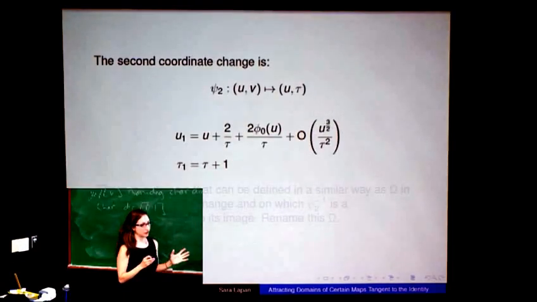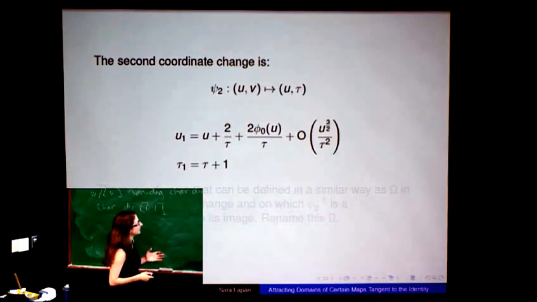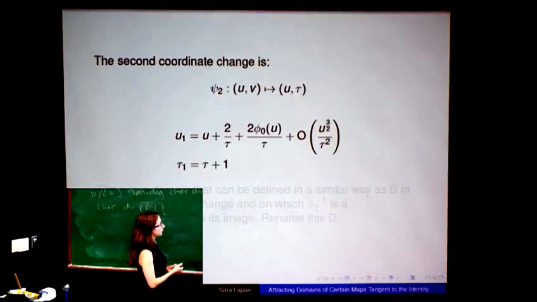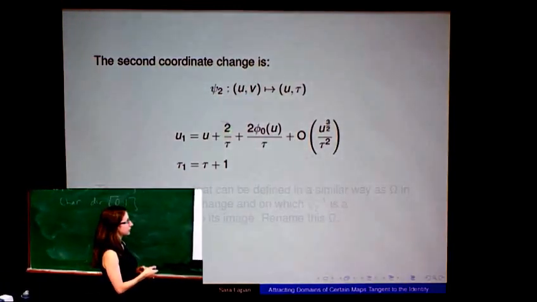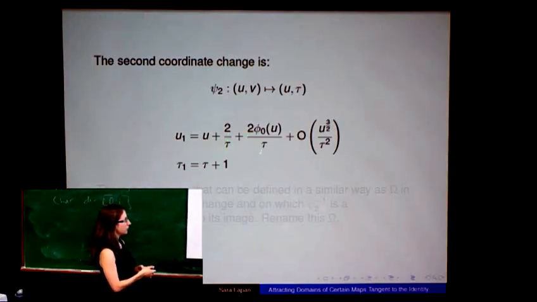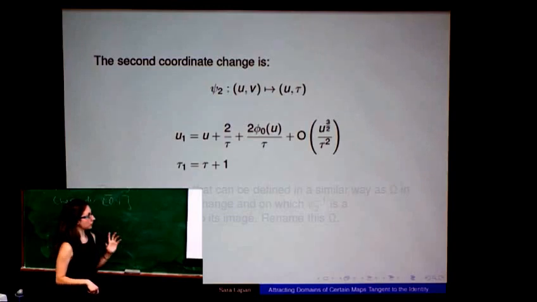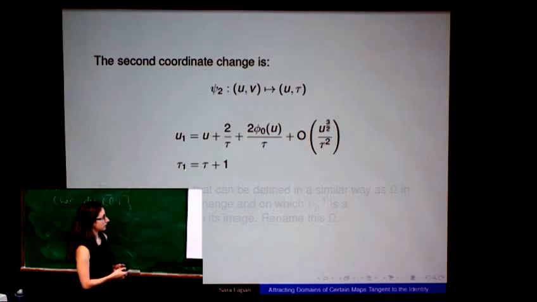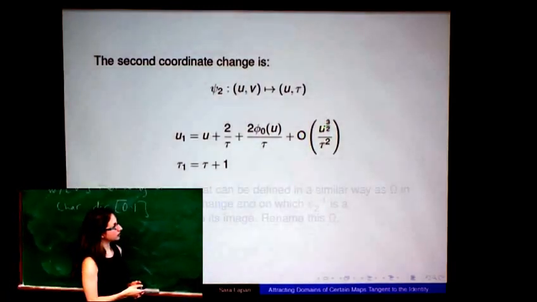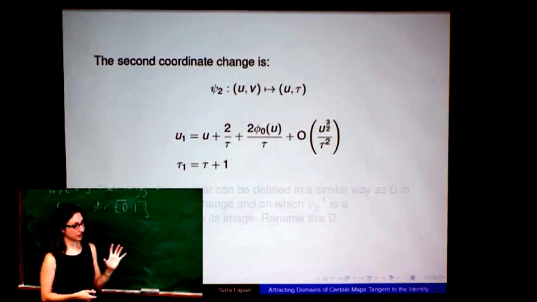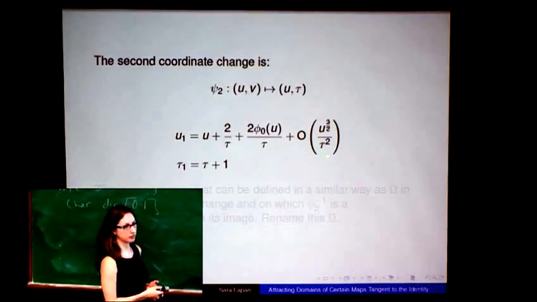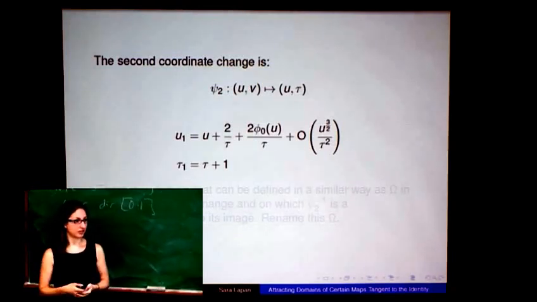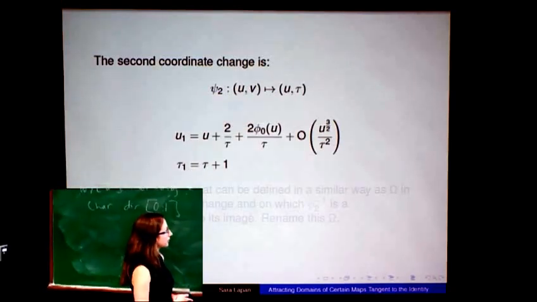Okay, so now we're ready to complete our second coordinate change. So we're going to leave u as is, but substitute tau in for v. And so we get now that u1 equals u plus 2 over tau plus 2 phi naught of u over tau, and then terms of order u to the 3/2 over tau squared. And tau 1 equals tau plus 1. So these terms are sufficiently small because tau behaves roughly like n, and the u terms behave kind of proportional to log n. So the O term is small there.